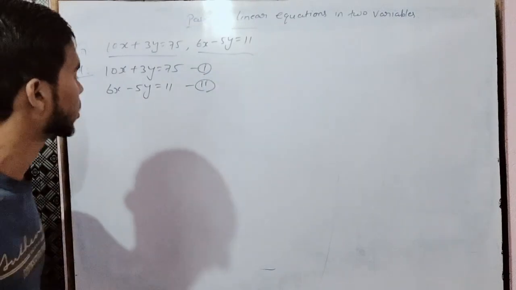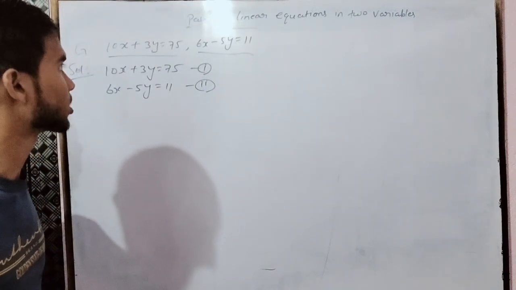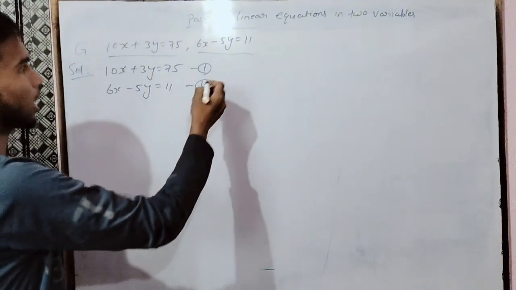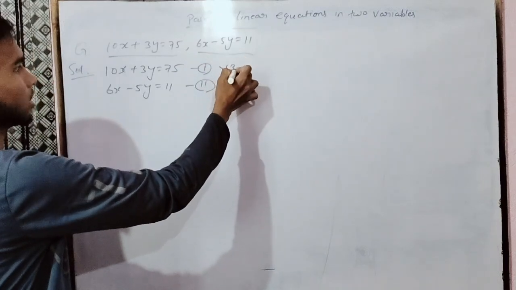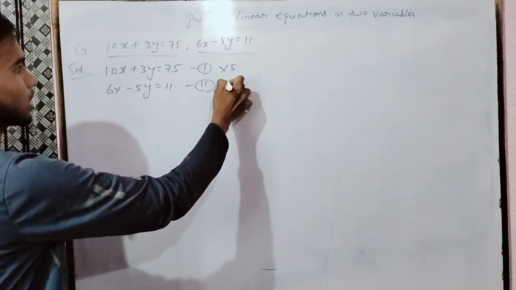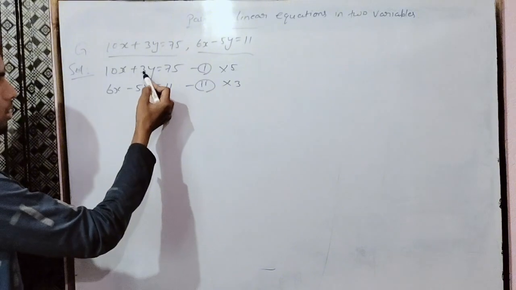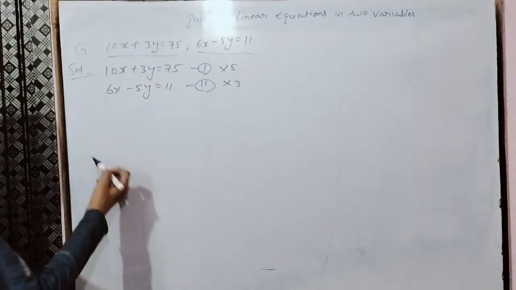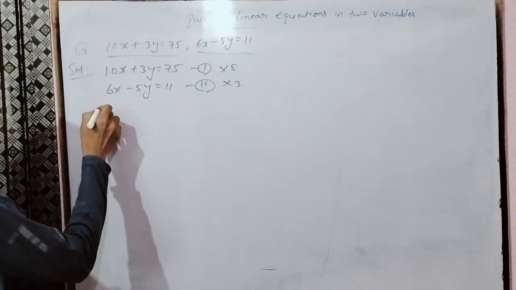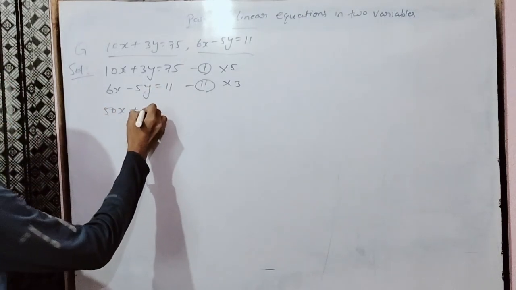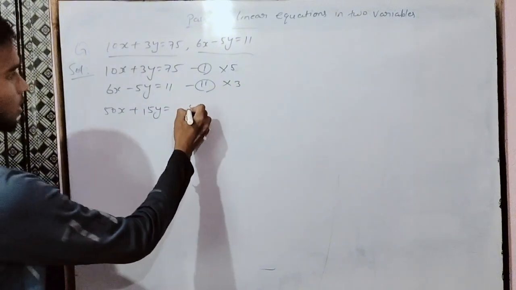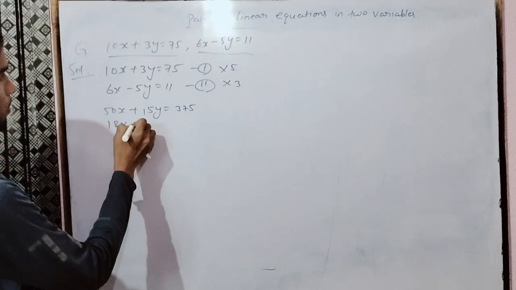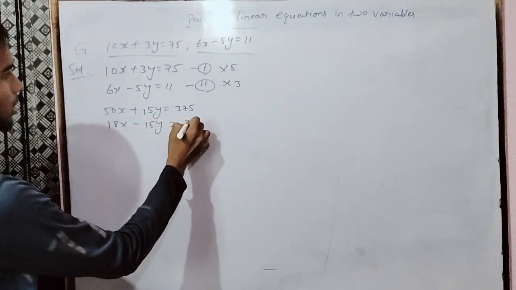Now we will multiply both sides by one number. So what will the number be? I am multiplying this by 5 and this by 3, because of just opposite coefficients of y. So here 50x plus 15y, 5 fives are 25, 5 sevens are 35. Okay, 18x minus 15y, okay, 33.